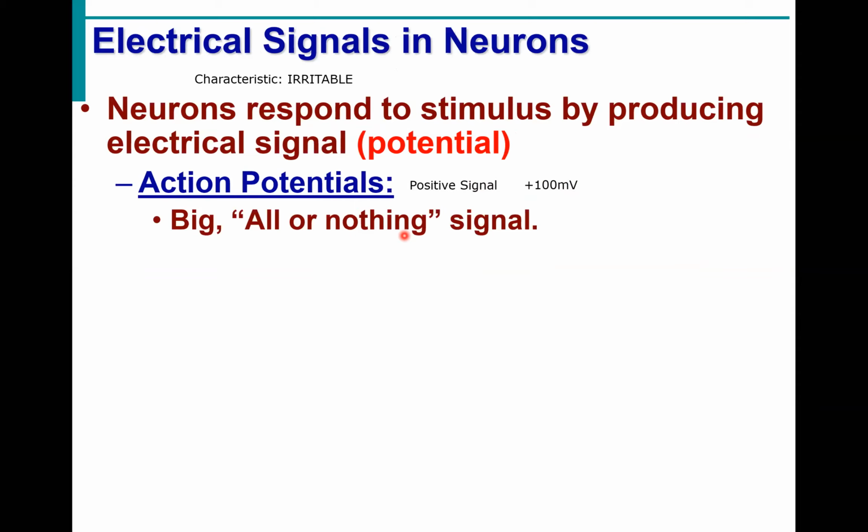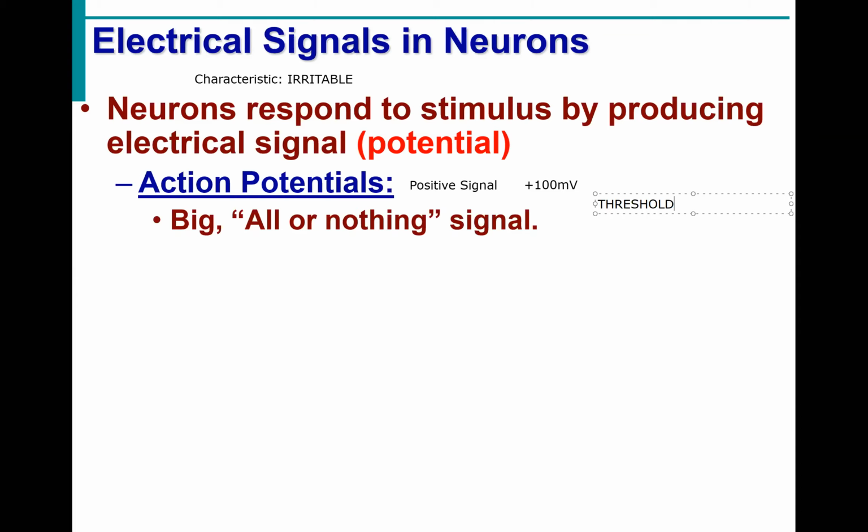All right, so all or nothing. Like I said, if you put just the slightest bit of pressure on that light switch, nothing happens. A little more pressure, nothing happens. A little more pressure, nothing happens. But once you reach that critical point, and we've talked about critical points before, that critical point is called a threshold. Once you reach that threshold on the light switch, boom, the light comes on.